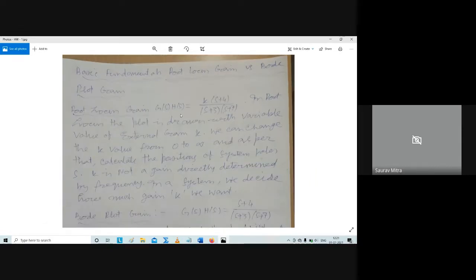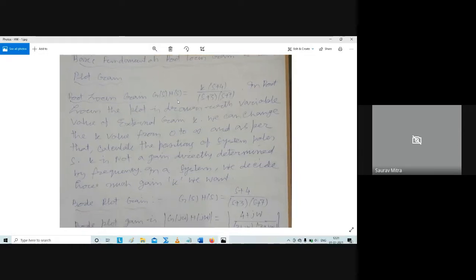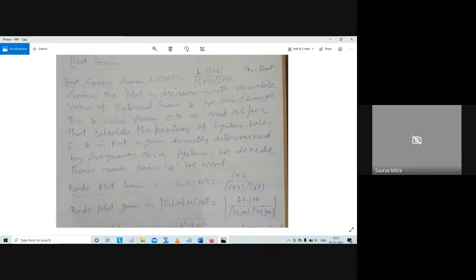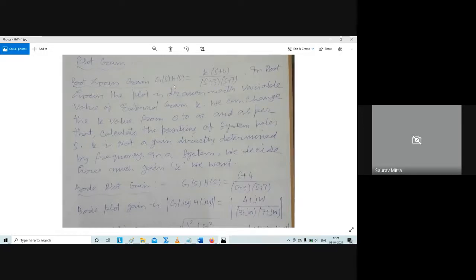What we are doing is G(s)H(s) is given, and K into (s plus 4), (s plus 3), (s plus 7), all these things are given. We are supposed to find out the root locus plot for variable gain of K. Now what is K? This K factor you will not find in Bode plot. K factor is found in root locus. This is a question which will not be asked in the exam, but to understand the difference between root locus and Bode plot, first you have to understand.